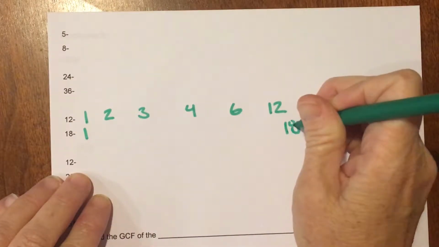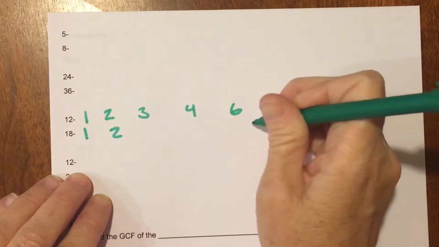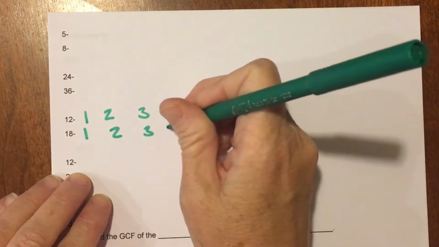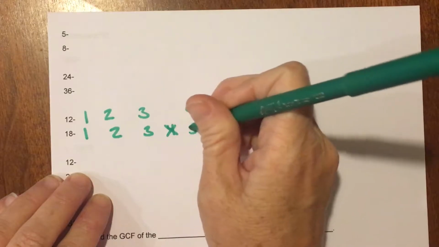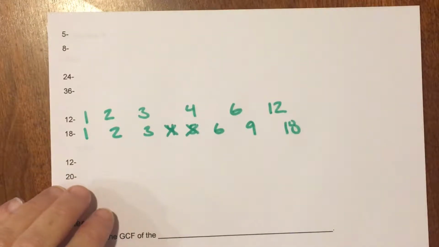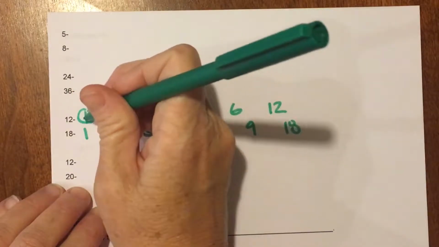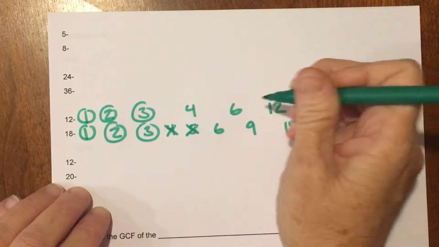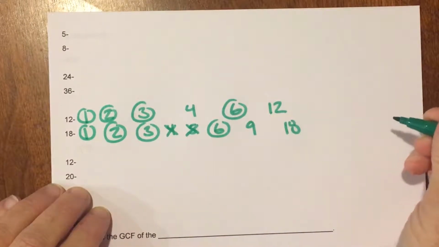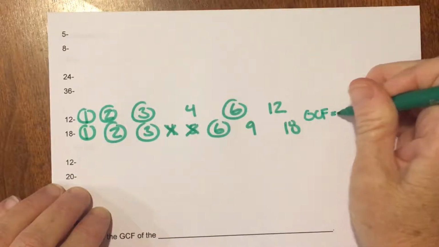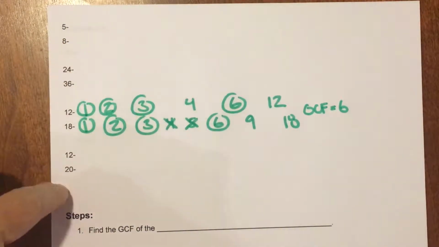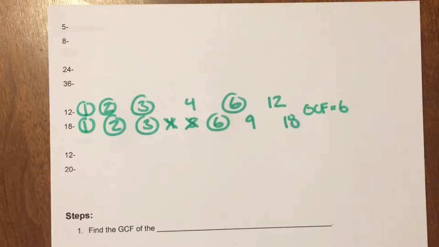1 times 18, 2 times 9, 3 times 6, 4 doesn't work, 5 doesn't work, and 6 is a repeat. So I have 1 as a common factor, 2 is a common factor, 3 is a common factor, 6 is a common factor, but the GCF then is 6. Okay, so I hope you've kind of mastered how to find a GCF. I suggest you try these on your own and see if you can figure it out as well.